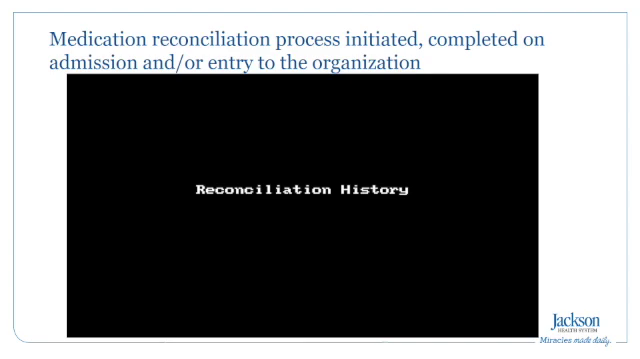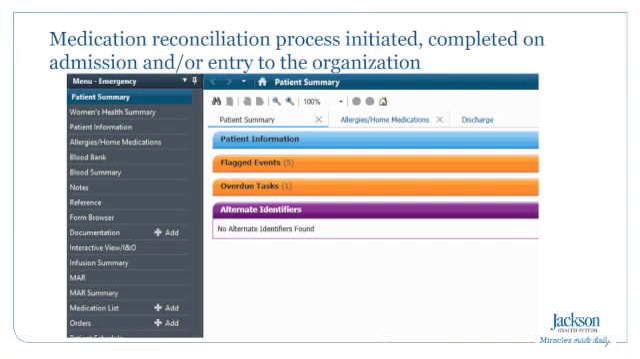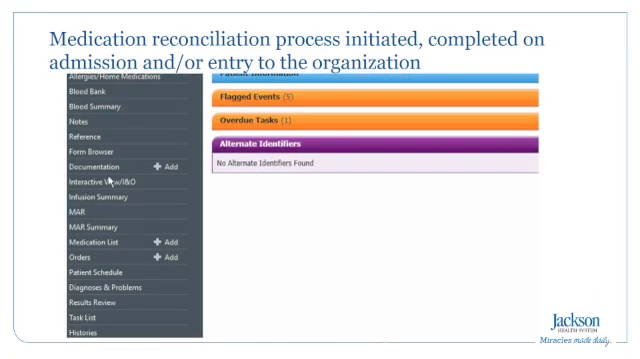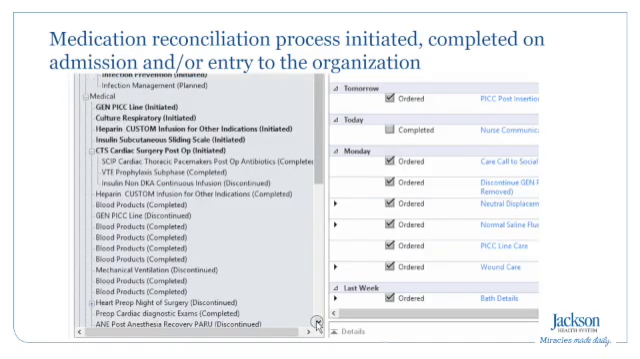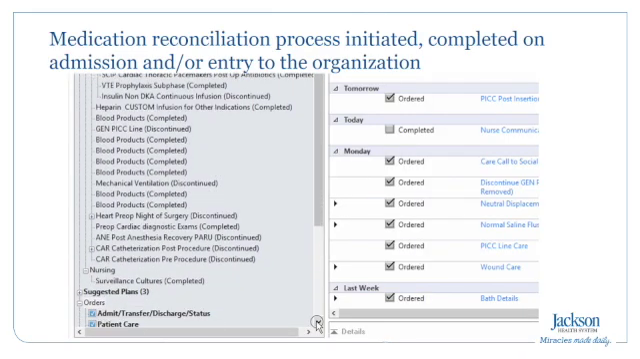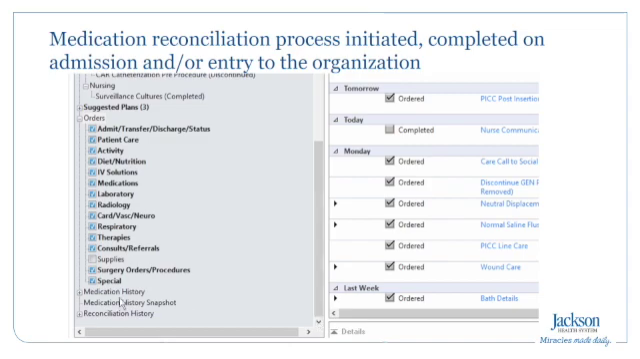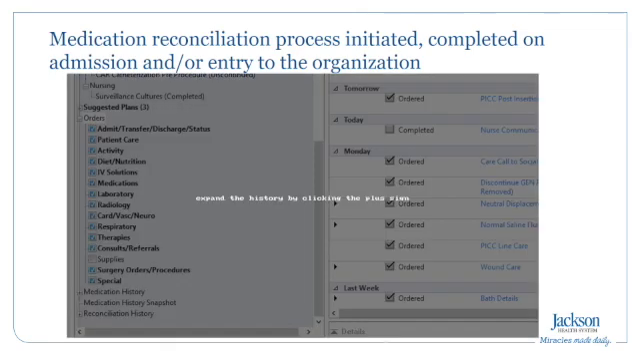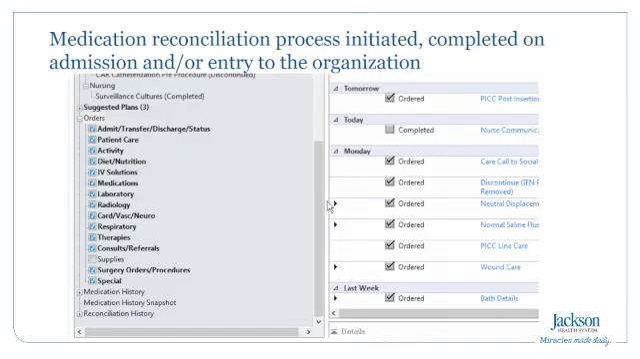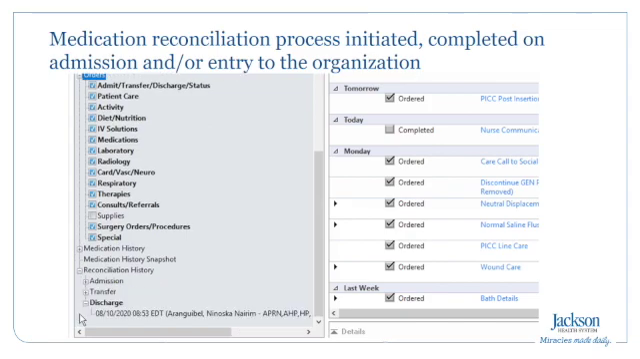To find your reconciliation history, you're going to go to your main menu, click on orders, and drag your cursor down until you see reconciliation history. Once here, you're going to expand this subset, and you're going to see admission, transfer, and discharge.